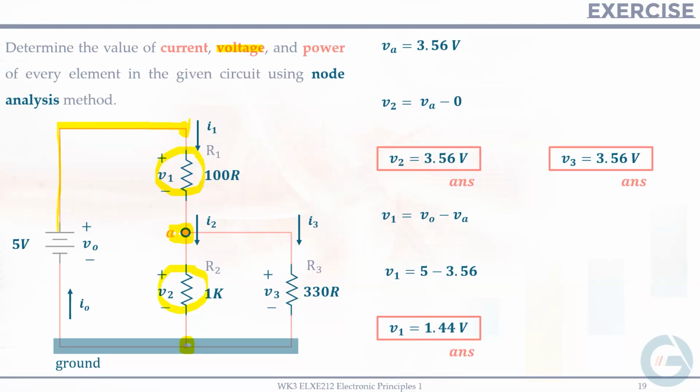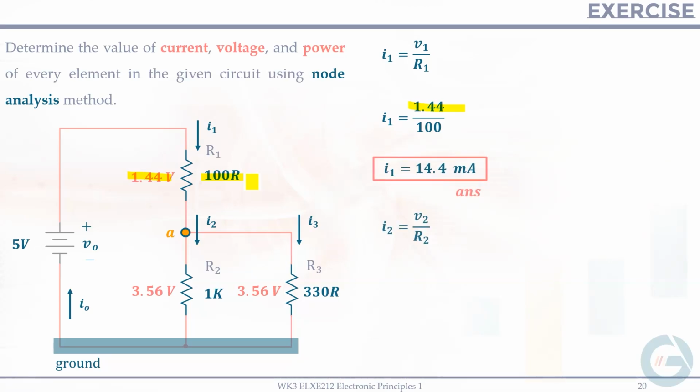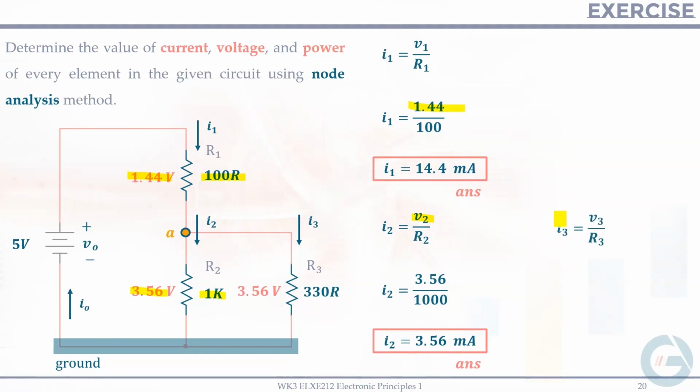Next is the current. Simply, that is direct substitution with the formula. We now have our voltages, so we'll be using Ohm's law. I1 is V1 over R1, of course 1.44 volts divided by 100, which is 14.4 milliamperes. I2 is V2, which is 3.56 divided by 1K or 1000, so I2 is 3.56 milliamperes. And the last one is I3. V3 is also 3.56 divided by R3, which is 330, and I3 is 10.79 milliamperes.